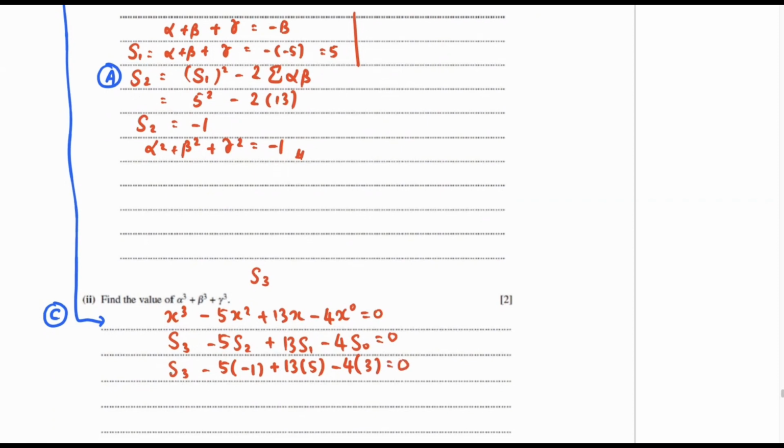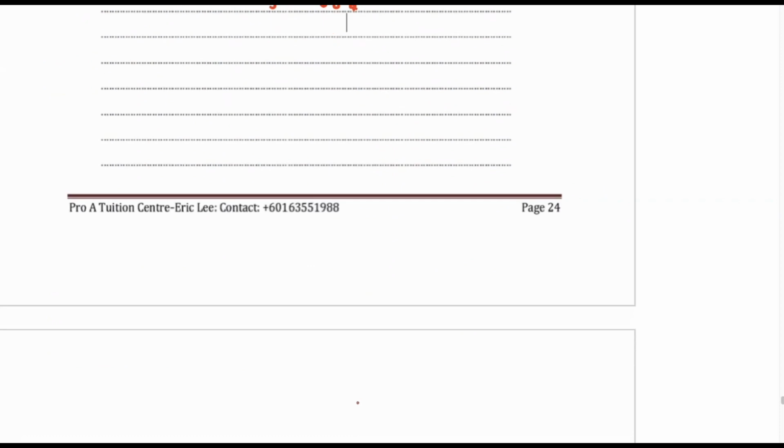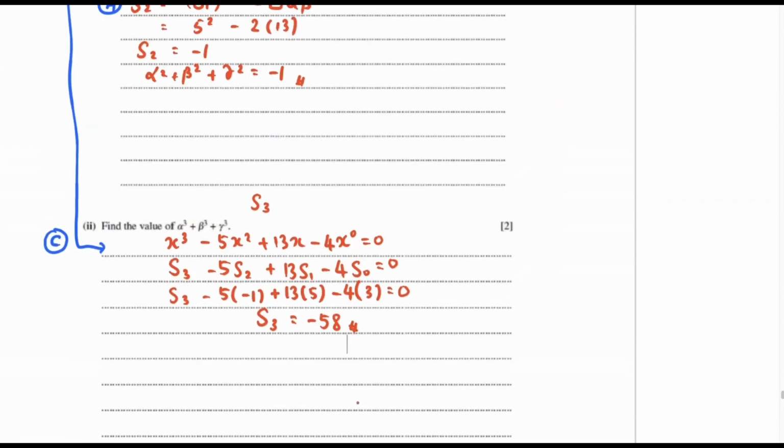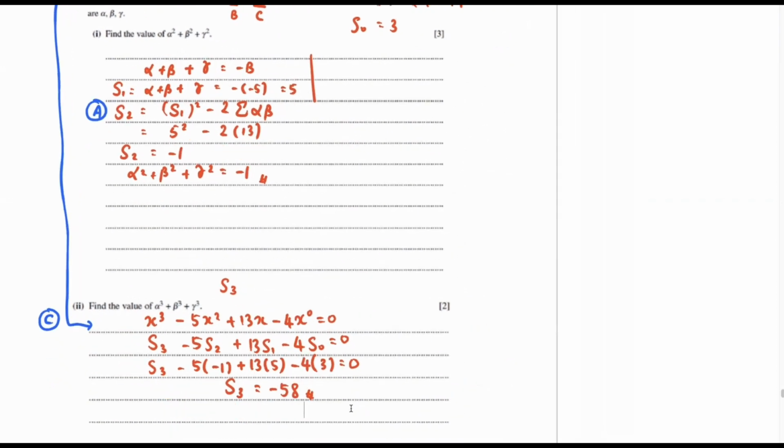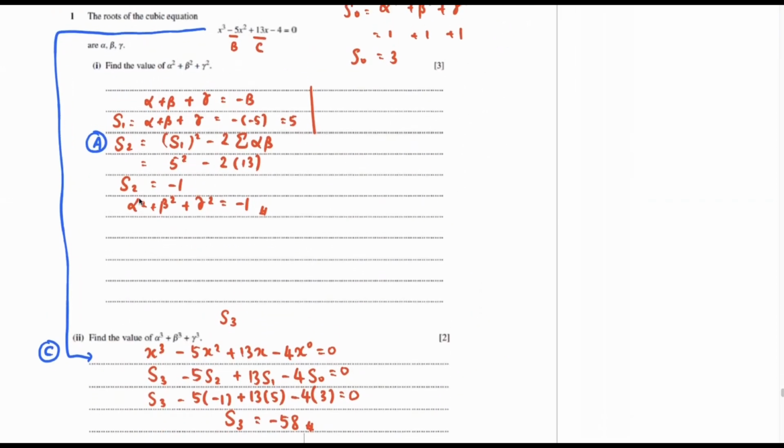Then we get this. Just press the calculator to count everything. 5 plus 13 times 5 minus 12. So we get S3 equal to negative 58. Okay, so that is what we get. You see, we use recurrence relations a lot in this question, in order to make everything short.